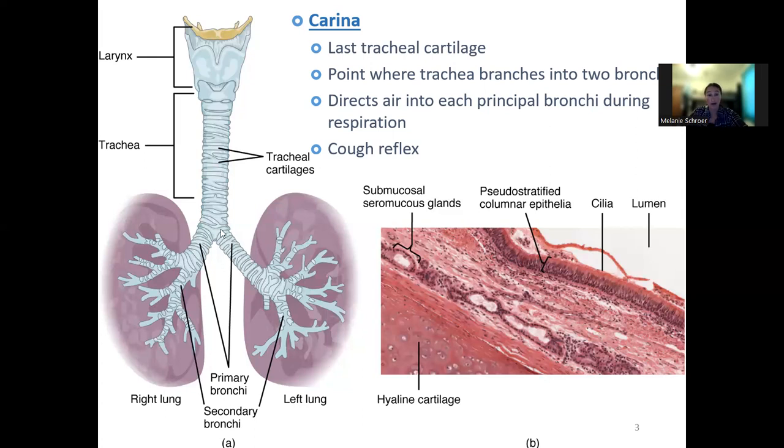And so the carina is equipped with this really strong cough reflex to make sure that nothing gets down that far. And so you would cough most aggressively if something makes it down all the way to the bottom of your trachea.